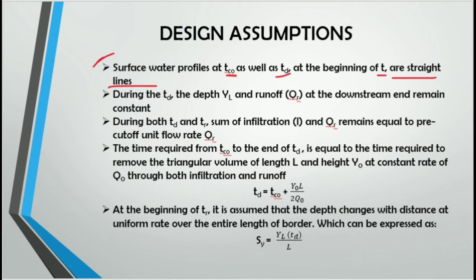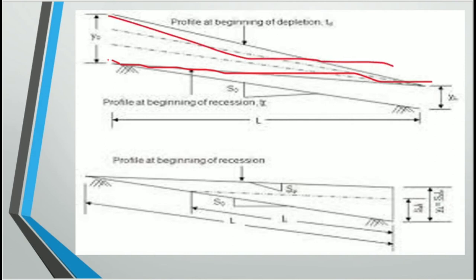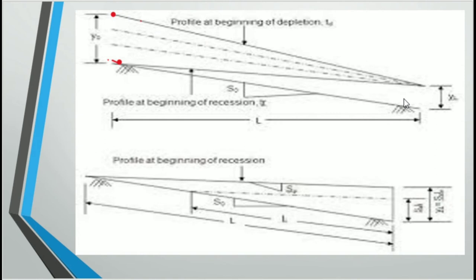As we can see on this figure, at TD, this is not straight. But this line and this line up to this line are all straight lines. So we will be assuming that all of these lines are straight lines.